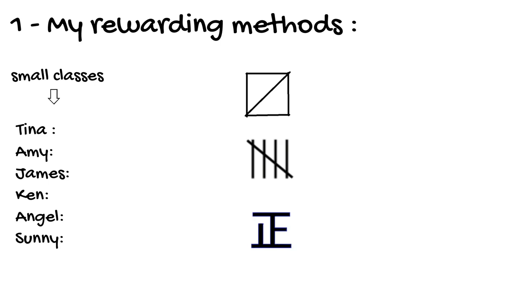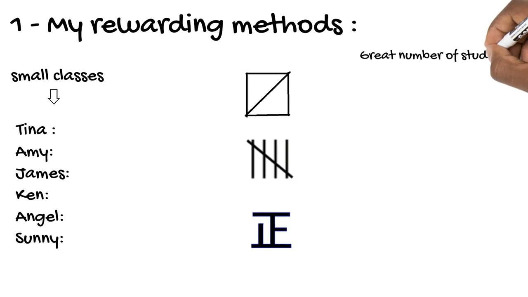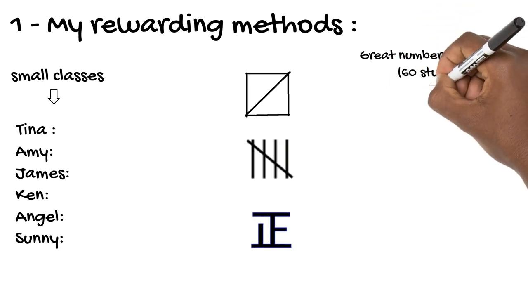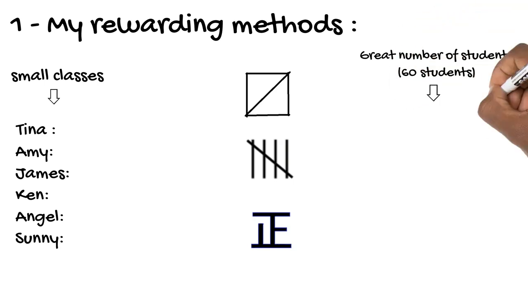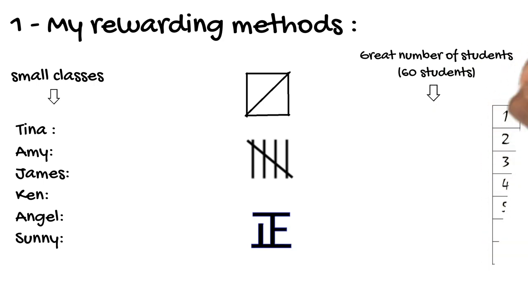For a great number of students, I will use teams, and a minimum of 4 will be great, but it can go up to 8 teams. It all depends how many students you get in a class, and I will reward them using the square as well. So I use these two methods because they are easy to set up. It doesn't take too long to get ready, and they are very efficient.